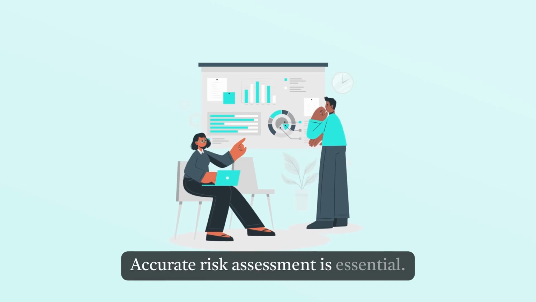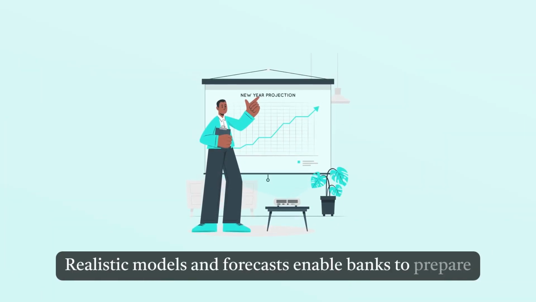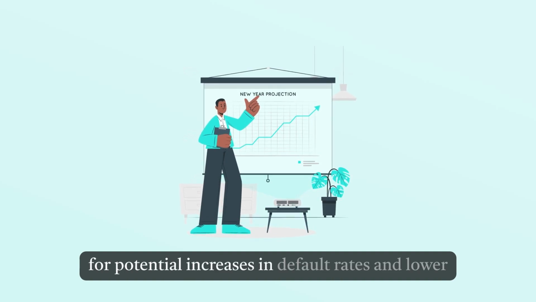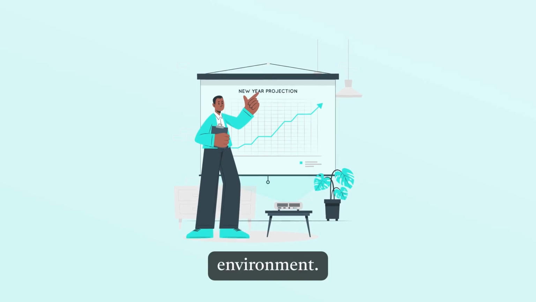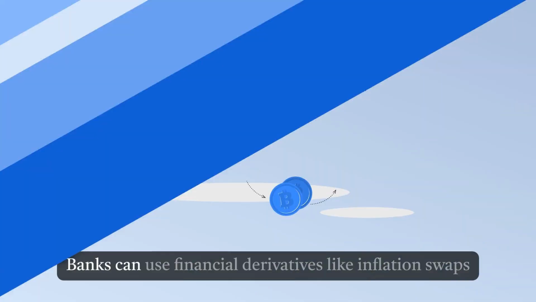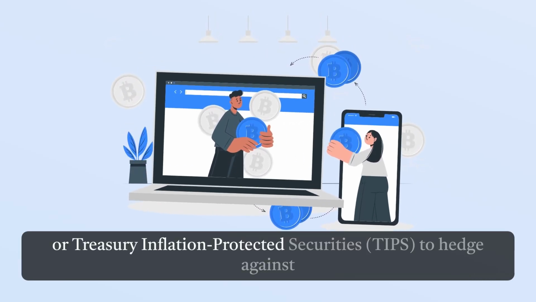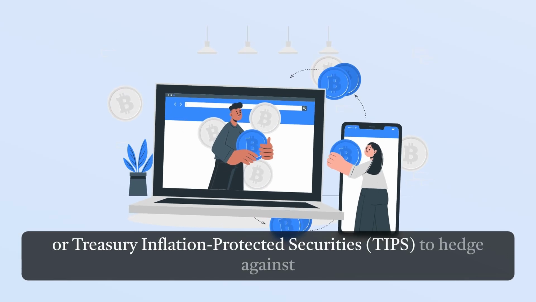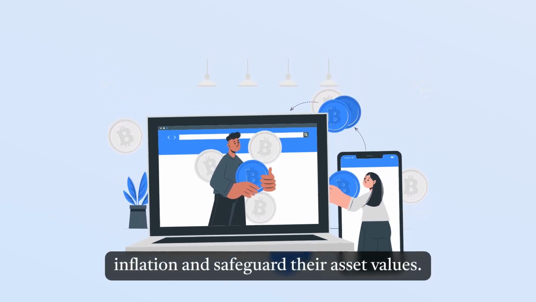Accurate risk assessment is essential. Realistic models and forecasts enable banks to prepare for potential increases in default rates and lower demand for loans in a higher interest rate environment. Hedging against inflation. Banks can use financial derivatives like inflation swaps or Treasury inflation-protected securities, TIPS, to hedge against inflation and safeguard their asset values.